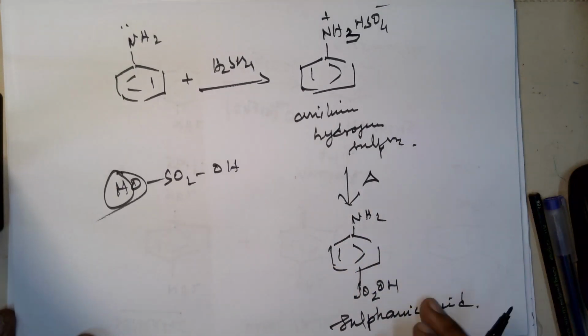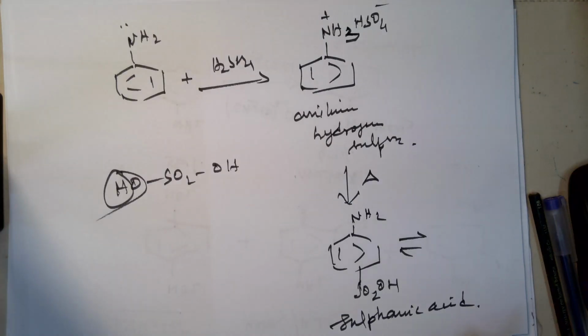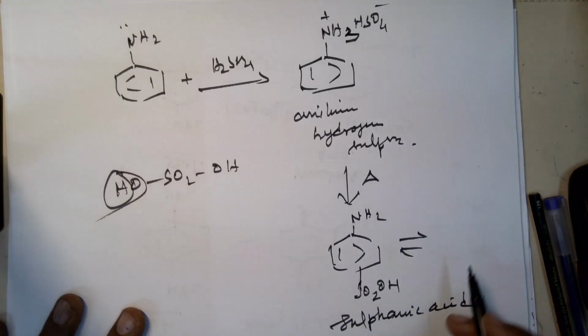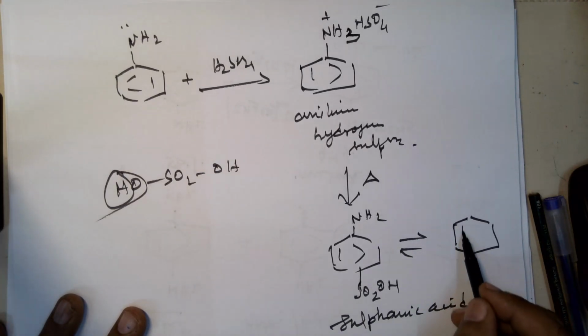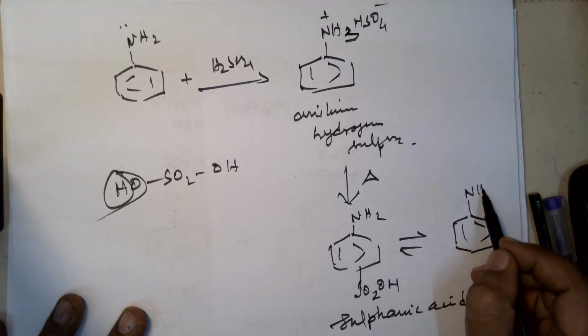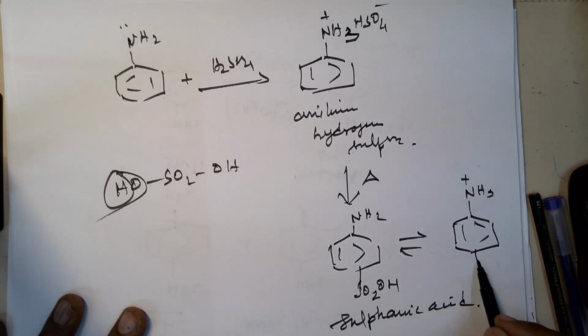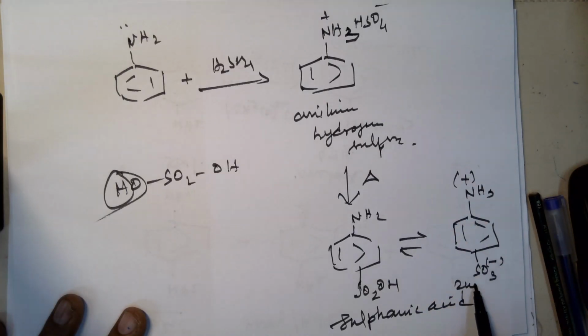And in fact, it can form a zwitterion also. Zwitterion means a dipolar ion. That is, it has both a positive and a negative in a single identity. A cation and anion exist together. That is called zwitterion. It becomes NH3 plus, and here SO2 or SO3 minus. This is called zwitterion.